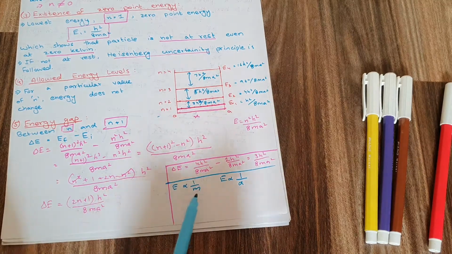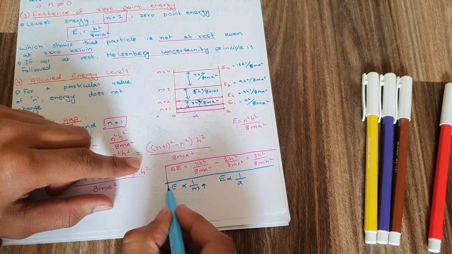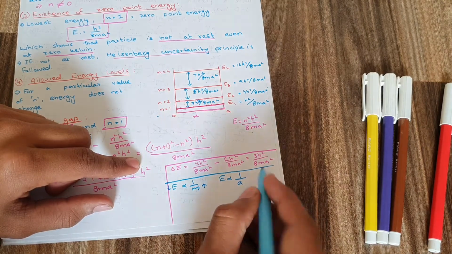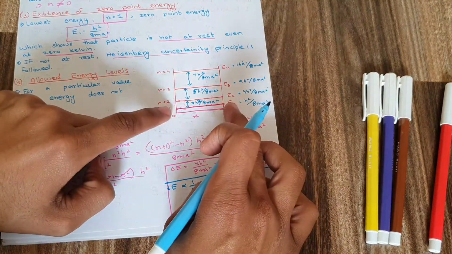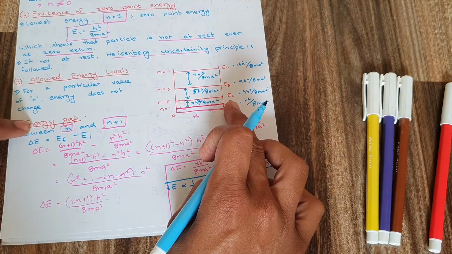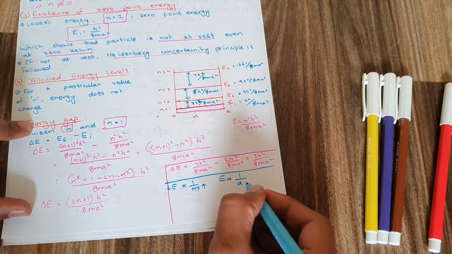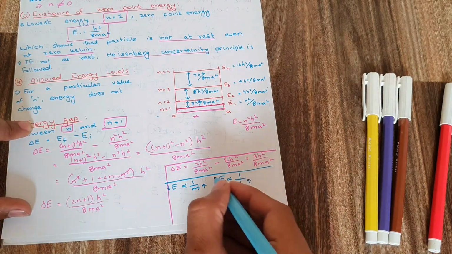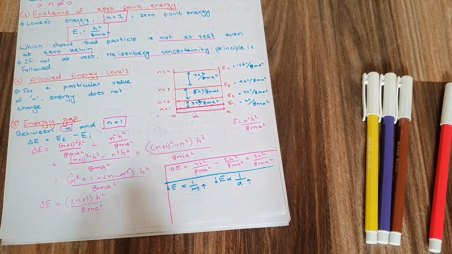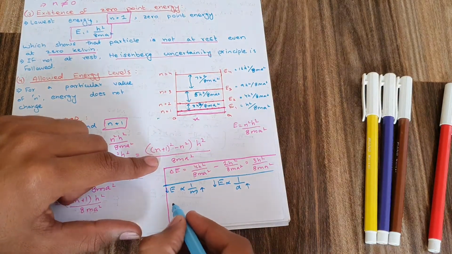Okay, so it means that if I have a particle of larger mass, then the energy will be less. Similarly, if I have a bigger box, it will have a larger length, and larger length means lesser energy. So if I have a particle of larger mass and a box of larger length, then my energy is reduced very much.